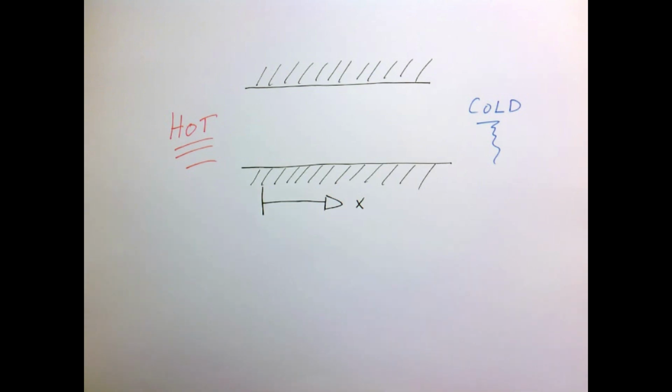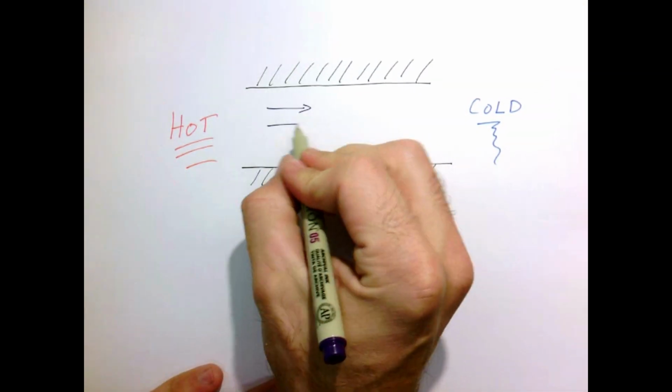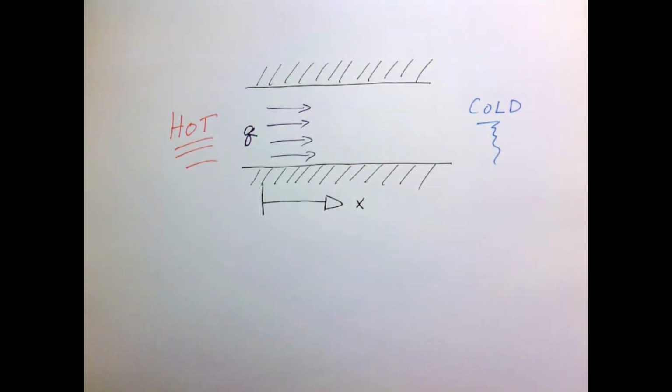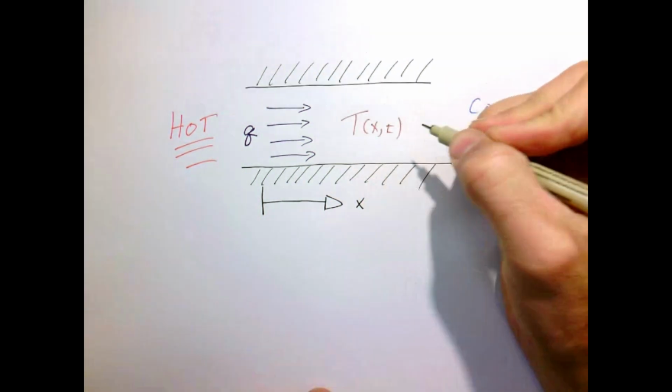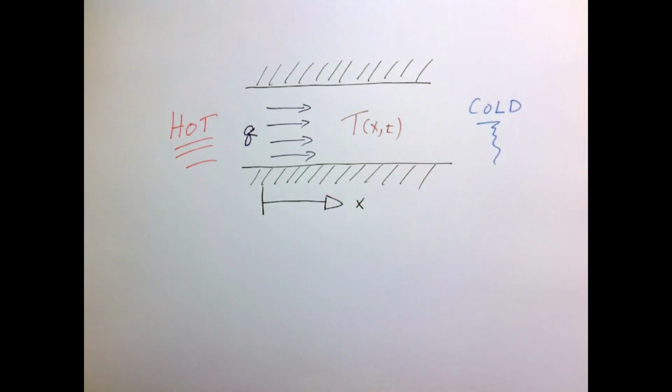So therefore, heat flow is going to go from left to right. And it's a vector, so it's going to be pointing from left to right. Remember, it has magnitude and direction, but in this case, it's just one-dimensional, so it just points from left to right. The temperature of the object is going to be a field, so it's going to depend upon x and t.